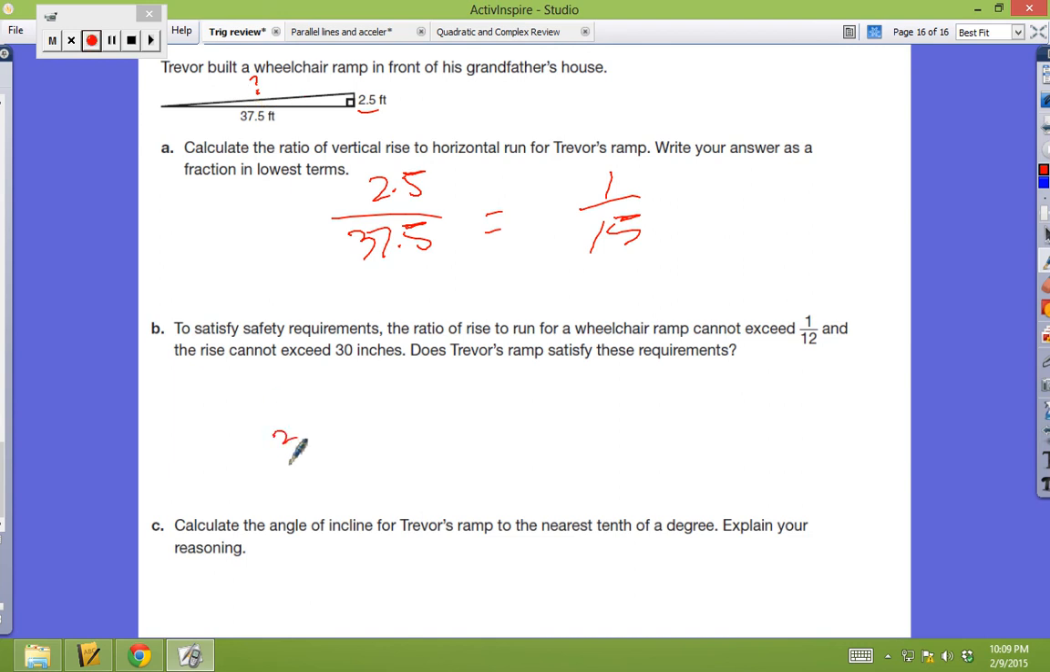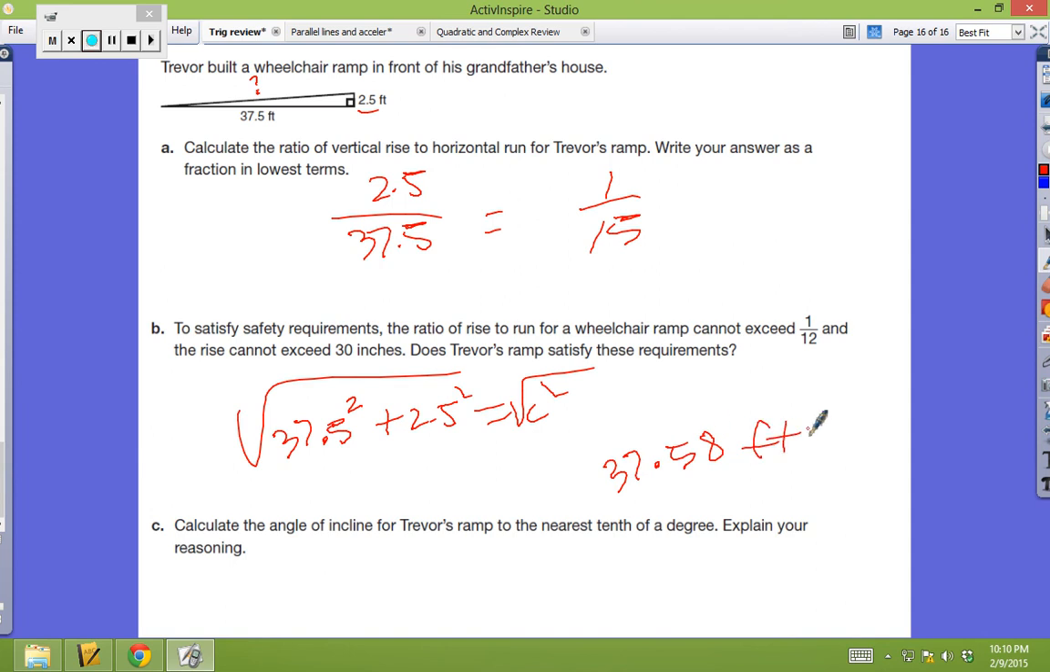So first let's figure the length of the ramp. So the length of the ramp is just going to be a squared plus b squared is c squared. 37.5 squared plus 2.5 squared equals c squared. So then I'm just going to do the square root of that. So on a calculator, let's go square root of 37.5 squared plus 2.5 squared, and that's 37.58 feet.